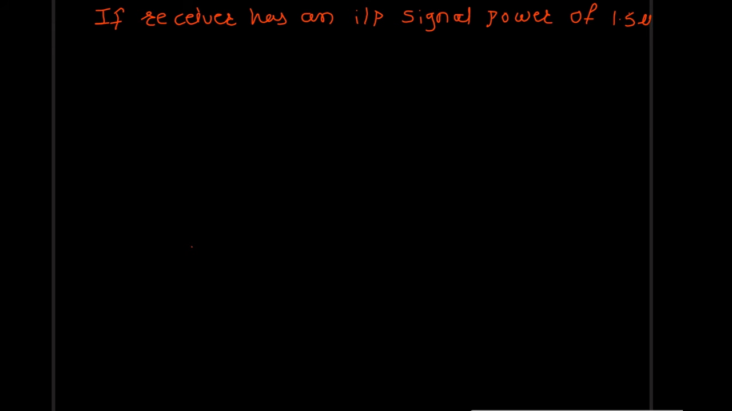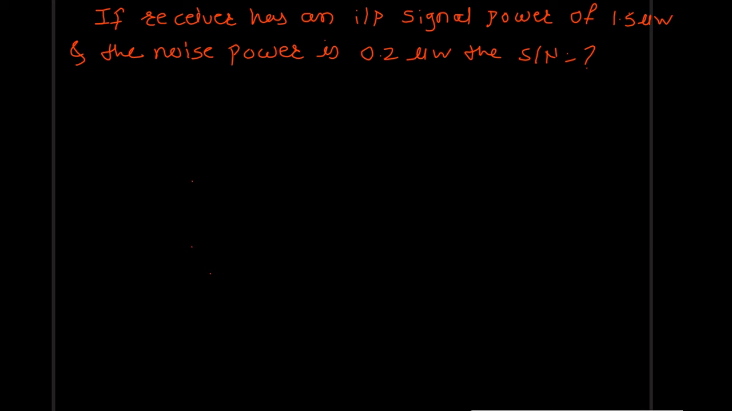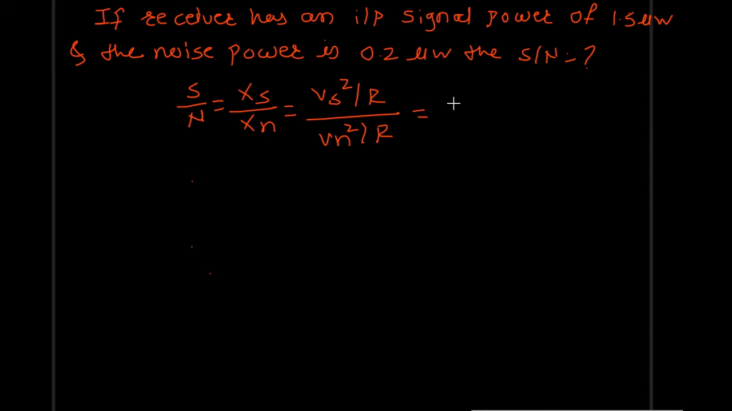signal power of 1.5 microwatt and the noise power is 0.2 microwatt, then calculate the S by N ratio. So we know that the formula for S by N is Xs upon Xn is equal to Vs square upon R divided by Vn square upon R, which is equal to Vs upon Vn whole bracket square.